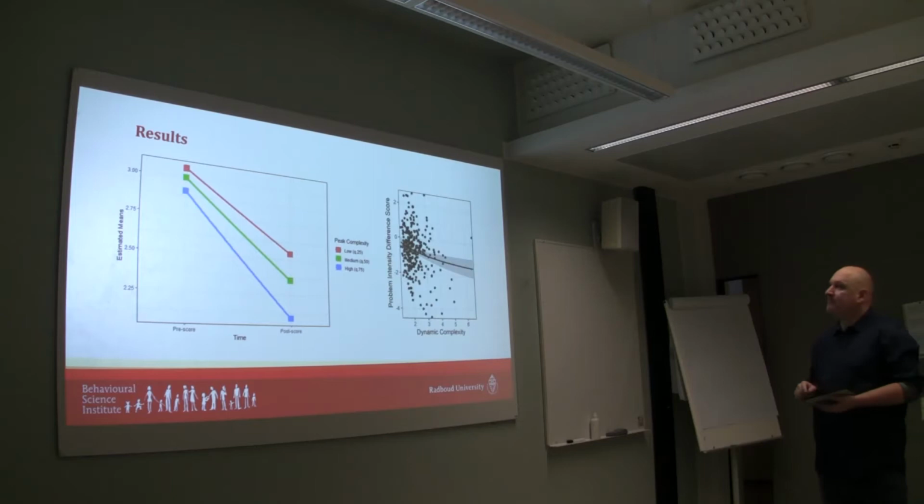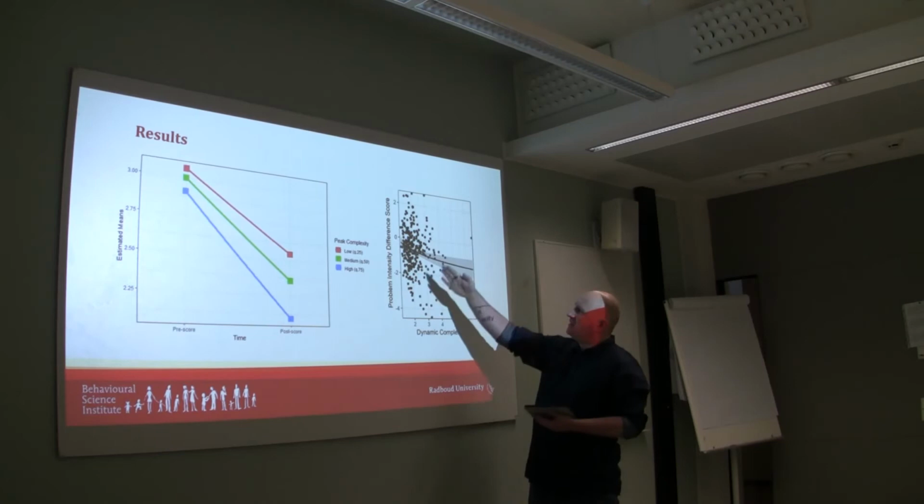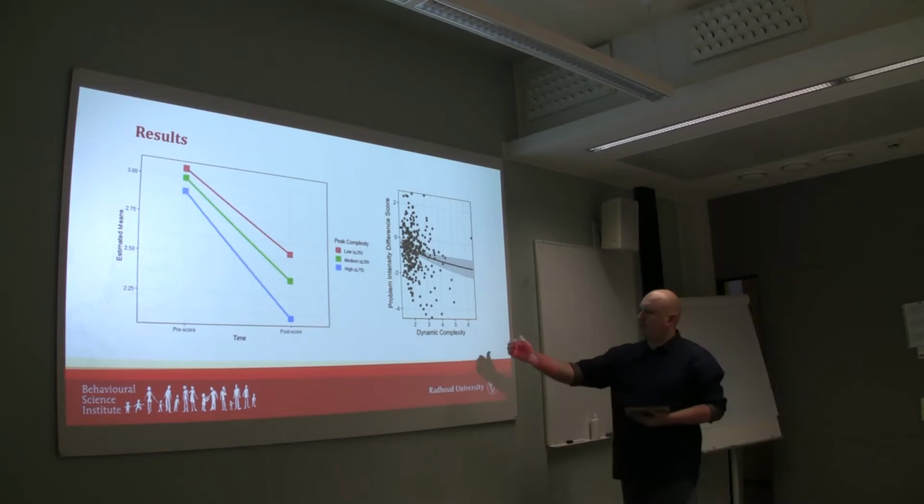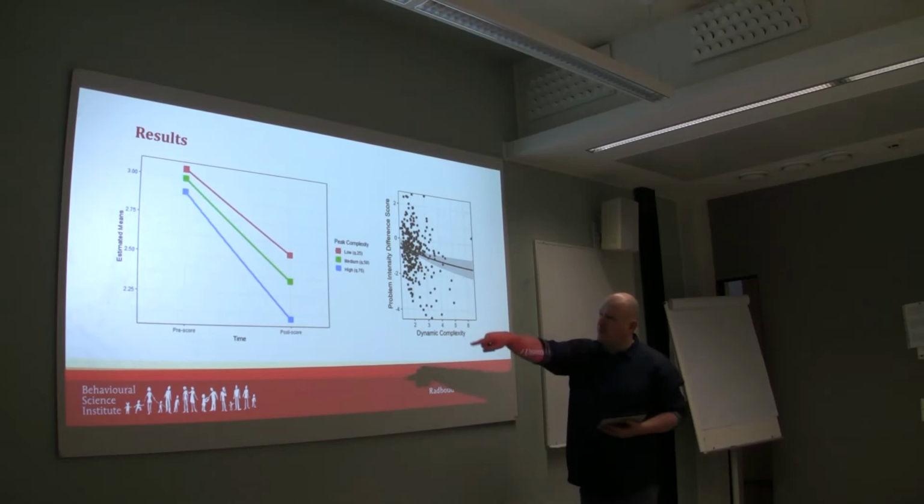And it's actually a little bit of a non-linear relationship there. So here you have the value of the dynamic complexity, and this is a different score of the pre and post in terms of severity.